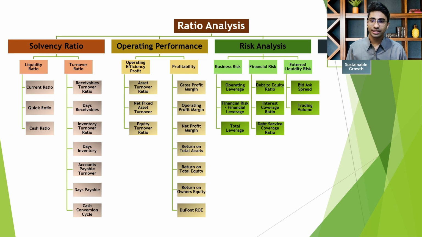So moving on to the next category, we have completed the solvency ratios. Now we are going to look at operating performance ratios. There are two subdivisions of operating performance ratios. The first one is the operating efficiency ratios, and the other one is the profitability ratios. So let us look at it one by one.